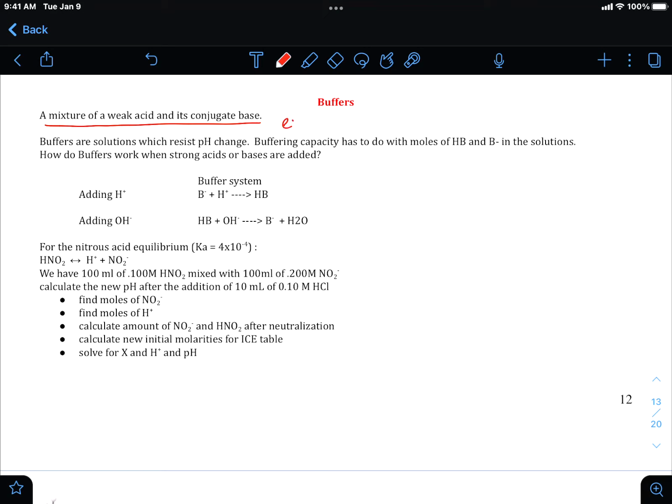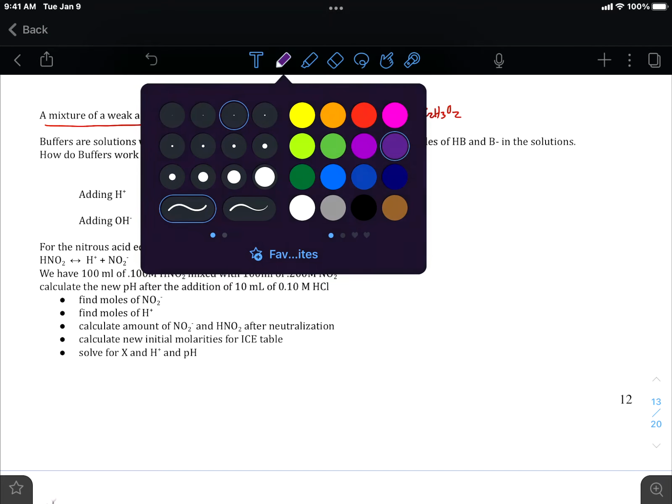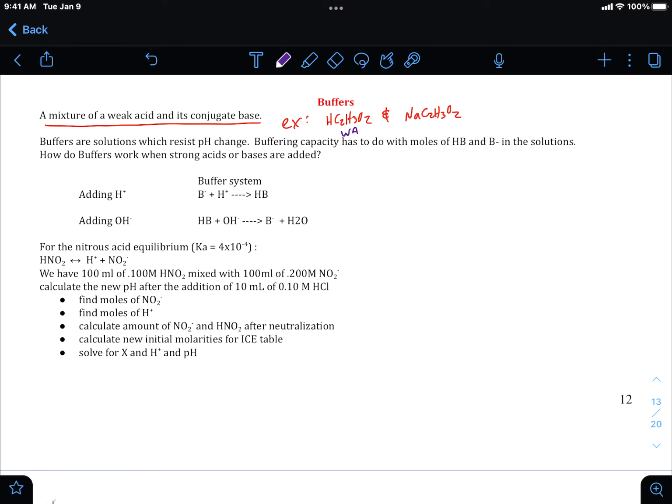So, for example, acetic acid, which is HC2H3O2, and something like sodium acetate, NaC2H3O2. This is the weak acid. This would end up being its conjugate base. Now, the sodium, of course, is inert. Really, what's important here is not the sodium, it's the C2H3O2 minus ion. That is the conjugate base. But the point is, whatever your weak acid is, you have to have its counterpart present at the same time.